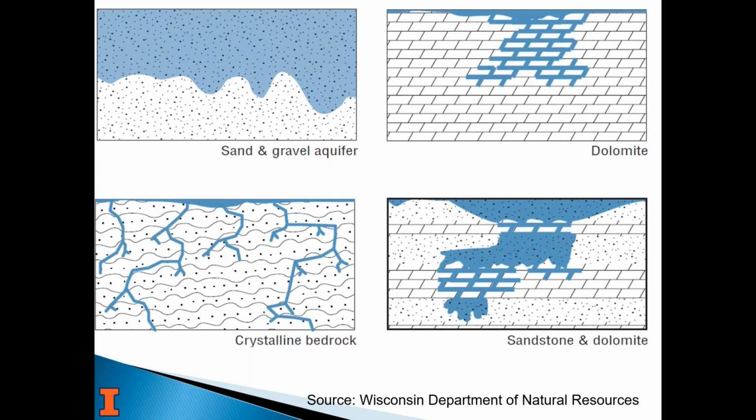Dolomite, they're showing this as an example, is more like a brick structure. And so it's flowing between, those are all cracks in the rock. And so how water moves through that system is going to depend on where the fractures are. And the bottom right is a little more complicated, which is the reality.